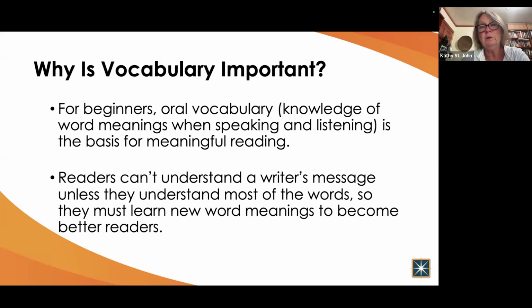So again, for those of you who have tried to learn another language, vocabulary is a huge part of that, right? You have to build your vocabulary bank so that you can construct meaning when you are reading and listening.